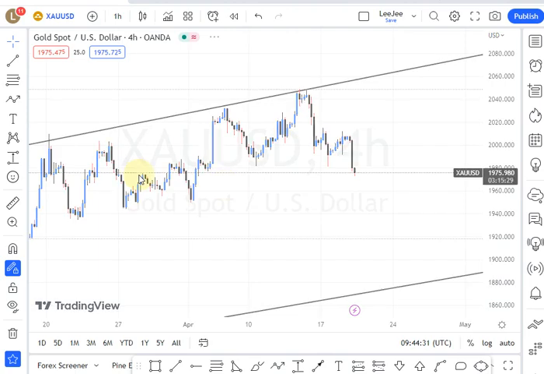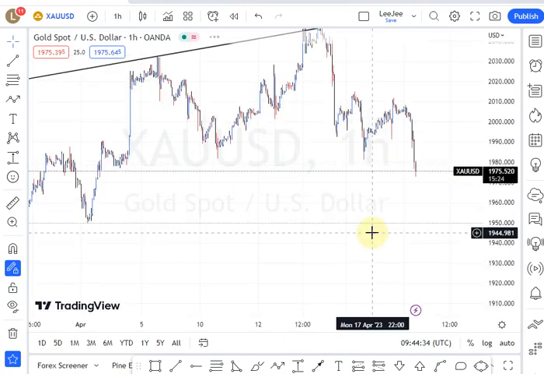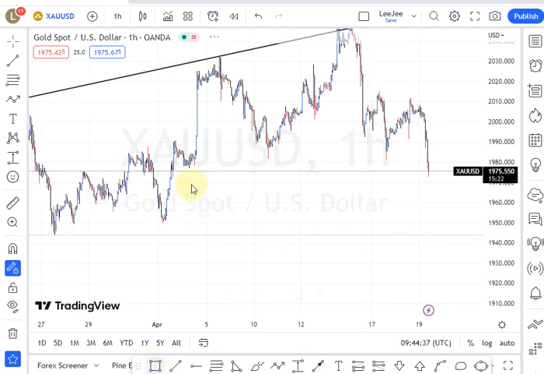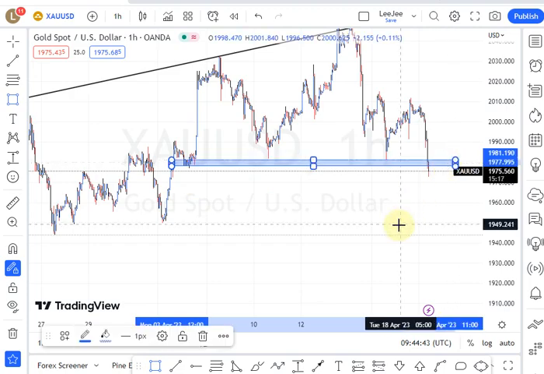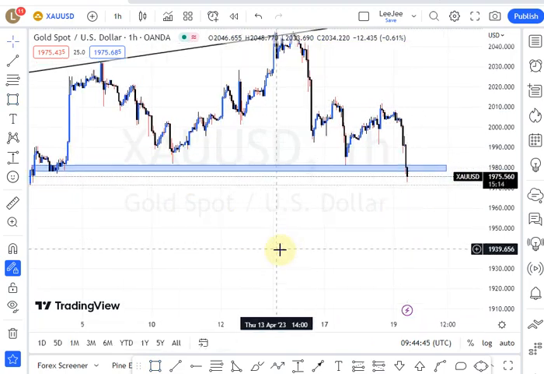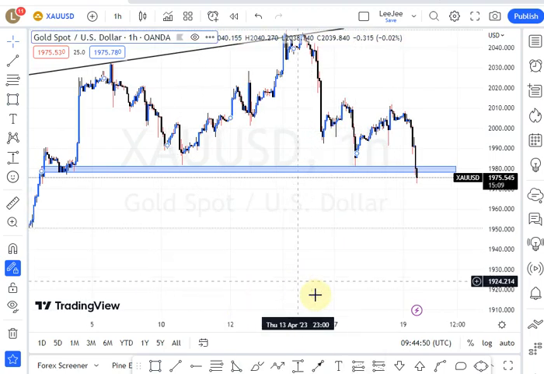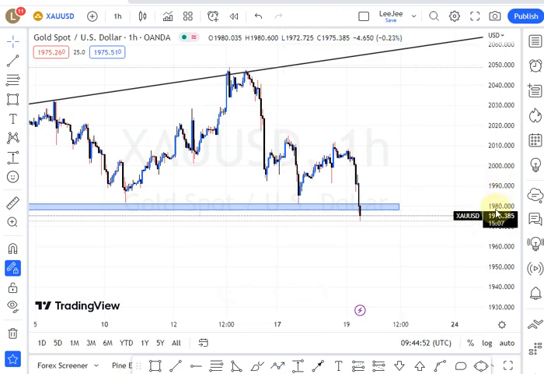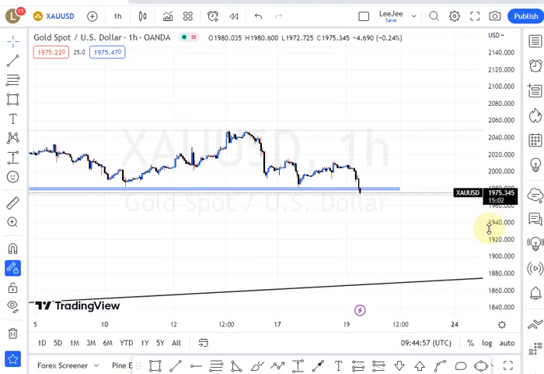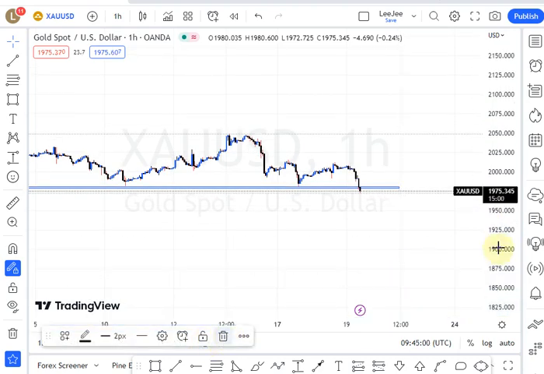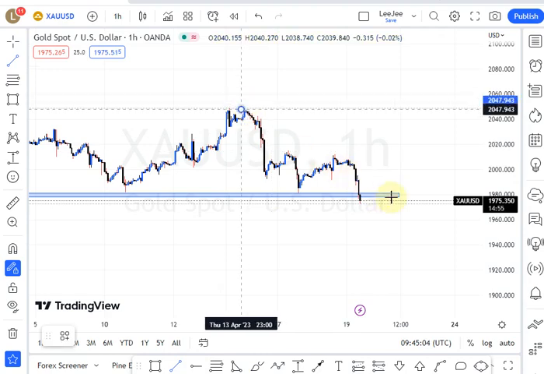So let's go down to the hour time frame and see what's going on. All right, so I can see that we have this support over here that has been broken, okay? So gold has broken that support. All right, that's nice, okay? So let me just remove this trend line because we don't need that anymore. Already we know what's going on.